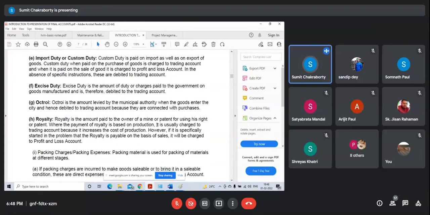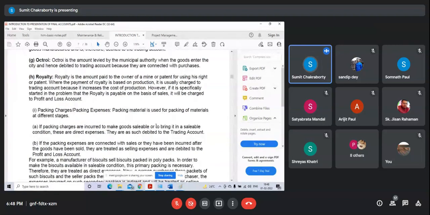Royalty. If the royalty is on production, then it should be included in the trading account. If the royalty is based on sales, then it should be a part of the profit and loss account.